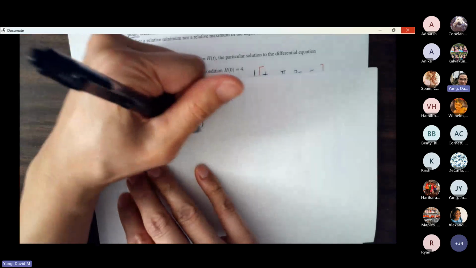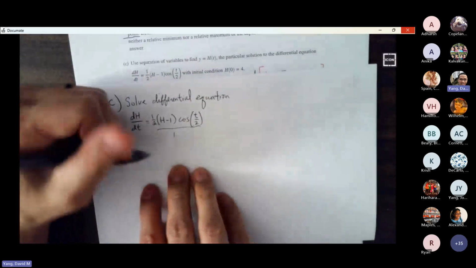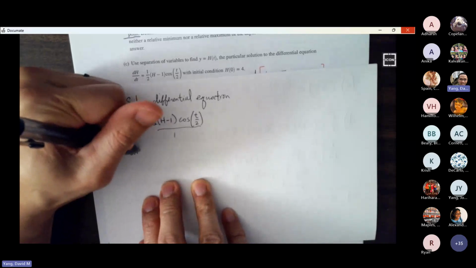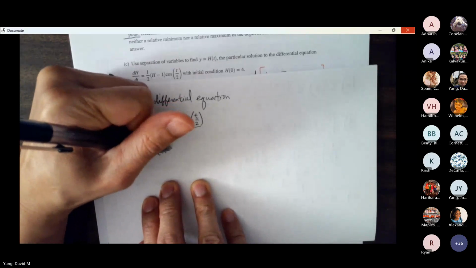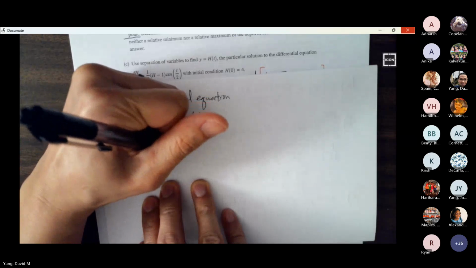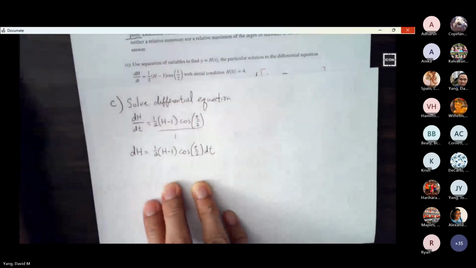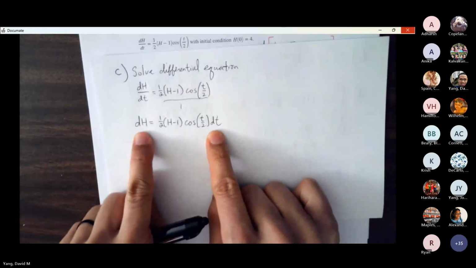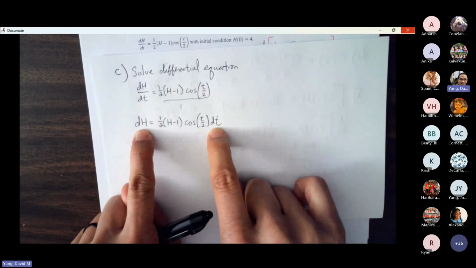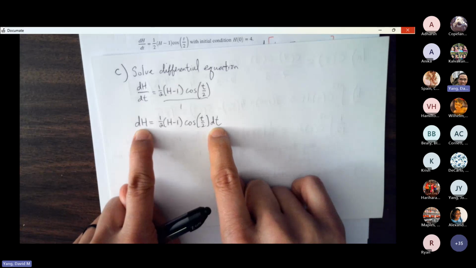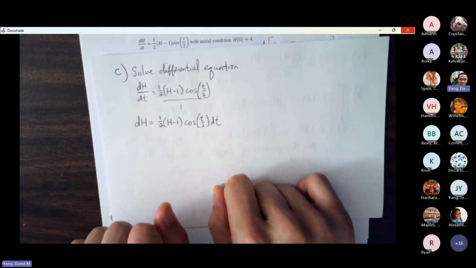Okay, cross multiply. If I think of this whole thing as my numerator, if I cross multiply, I'll get dh equals... that's what I like to do first. I like to get my dh and dt's in their final locations, and then I can ask myself, okay, how can I get my variables nicely separated?